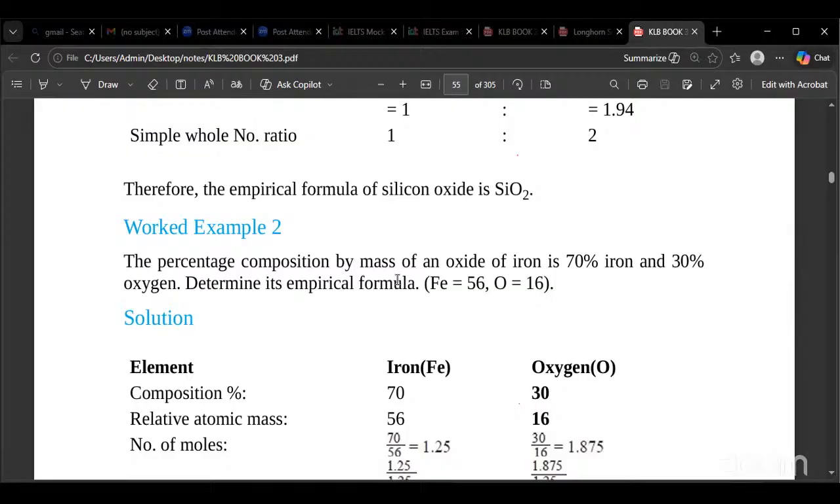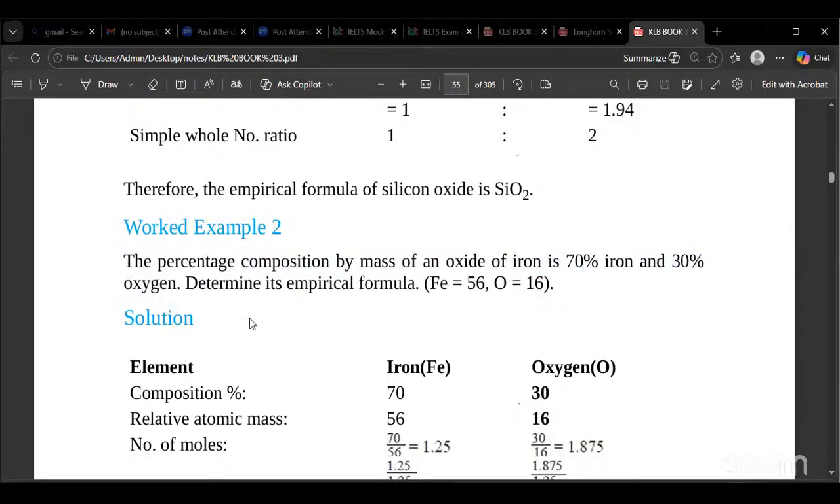The question in the empirical formulas and the molecular formulas. Now, do not rearrange what you have been given. Do not rearrange what you have been given. For example, the percentage composition by mass of an oxide of iron. So the first one is element number 1, which is iron.